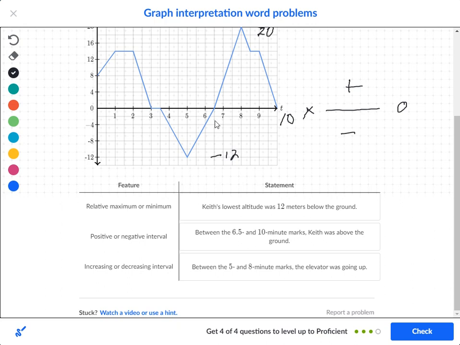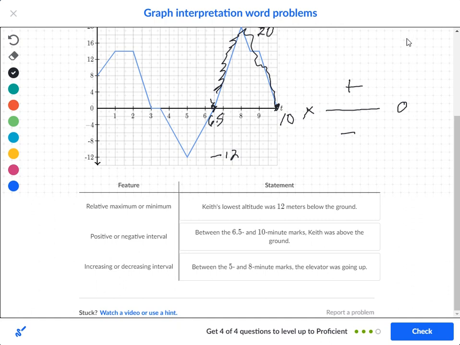Now the other choice we have is 6.5 to 10. Notice 6.5 is right here. So this is where it starts. It starts right there at 6.5. It goes all the way up, it comes all the way down, and it stops right there. So the entire interval is in the positive. It starts at 6.5 and goes to 10, so the entire interval sits in the positive. So that would be considered a positive interval.